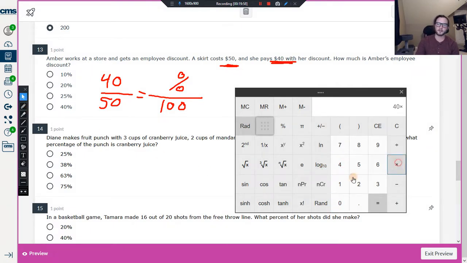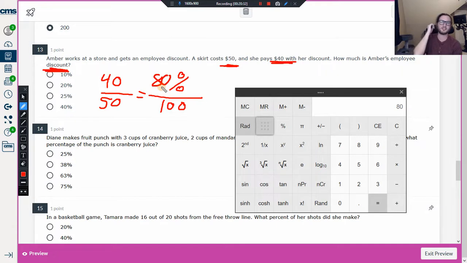So 40 times 100, because we cross multiply, divided by 50 would give me 80%. That is the percent that she paid. Now the question was, what is the discount? You'll notice 80 is not an answer choice. When a question is asking you for a discount, what they want you to do is find the difference. So yes, 80% is the amount she paid.